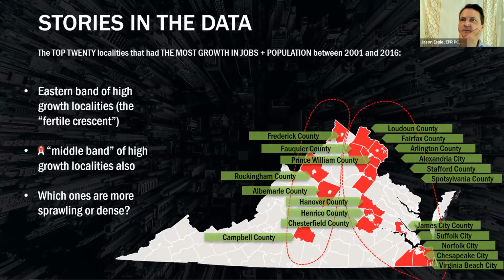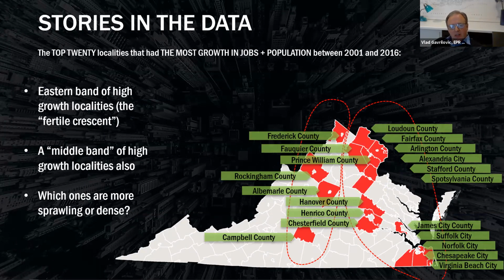Vlad, you want to take us into some of the stories about the data? Yeah, notice that 82% of the growth in Virginia in that time period was those localities. And bravo for folks, Richmond was the second vote getter. So you almost guessed which one was not in the top 20.